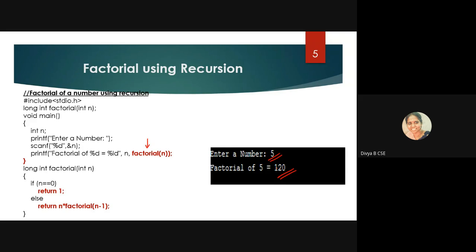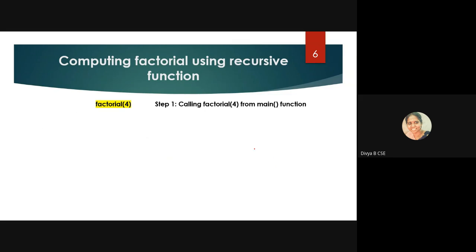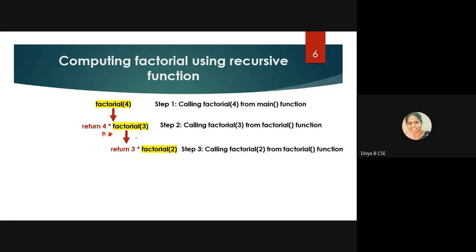So how it is getting computed is this. Suppose I have factorial of 4. Then factorial of 4 means what? You have to compute 4 into, that is n into factorial of n minus 1, right? So factorial of 3. Again, that function would be invoked. So it is 3 into, again, there n is 3, so n into factorial of 2 would be computed.